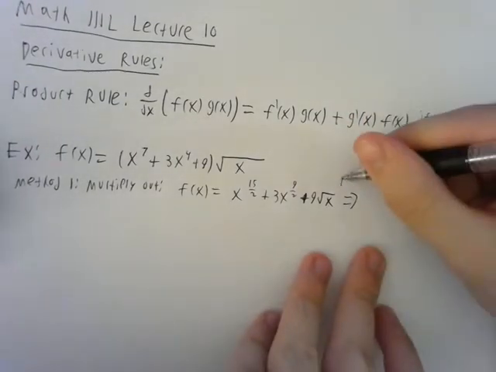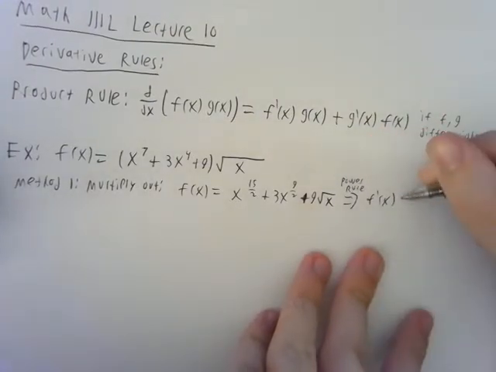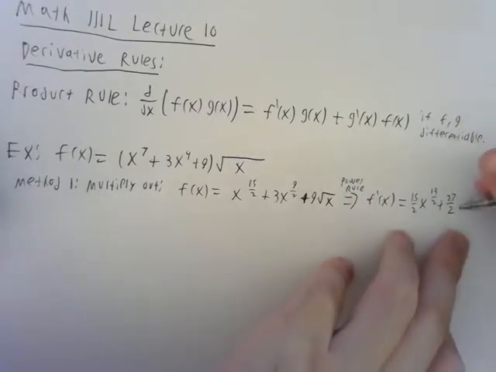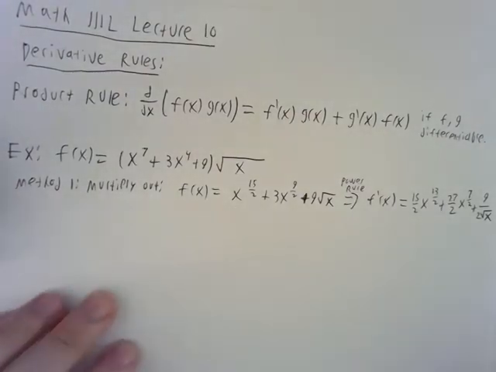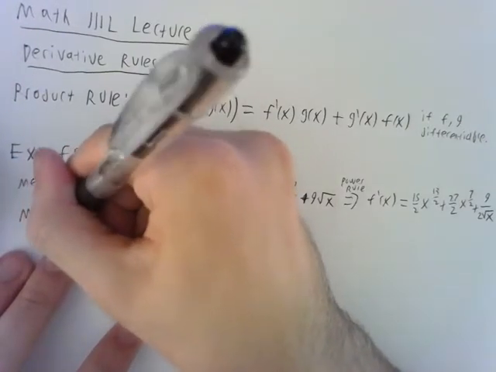Then we use the power rule to say that f prime of x is equal to 15 over 2 x to the 13 over 2 plus 27 over 2 x to the 7 over 2 plus 9 over 2 x to the negative 1/2. This is a perfectly fine approach to this problem, but now we have another approach, which is to use the product rule.